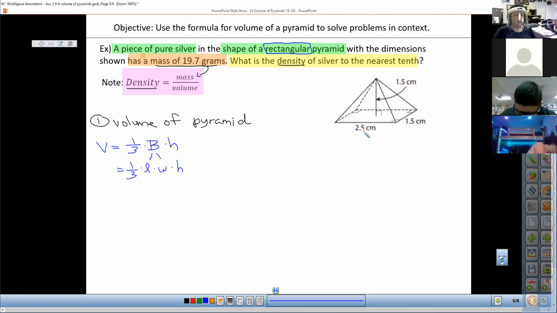And so looking at here, the 2.5 centimeters and the 1.5 centimeters are the sides of the rectangle, so they'd be our length and our width. And then from our apex, our peak, perpendicular to that rectangle, that 1.5 centimeters there would be the height of our pyramid. So we're looking at 1/3 times our 2.5 centimeters times 1.5 centimeters times another 1.5 centimeters.